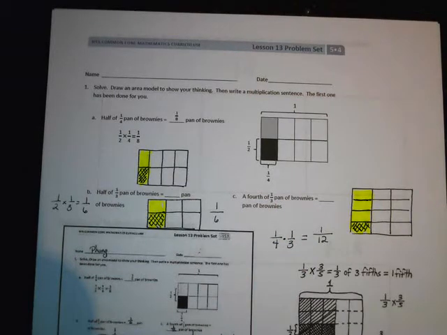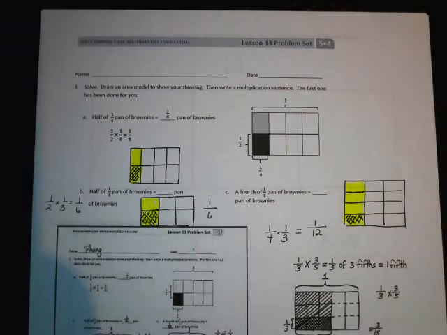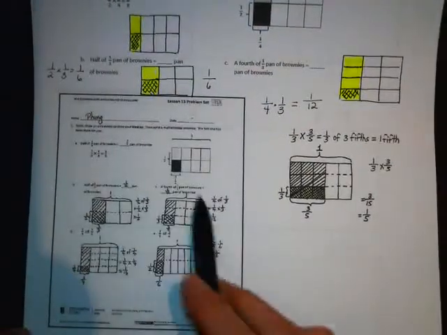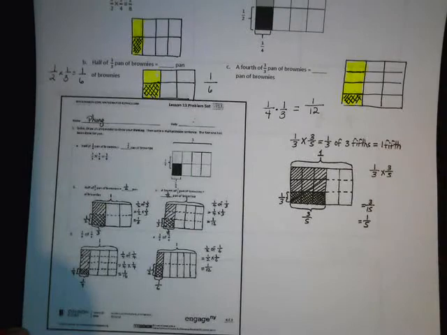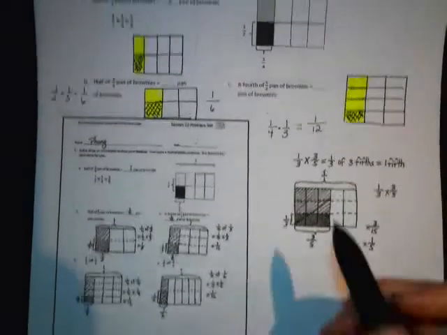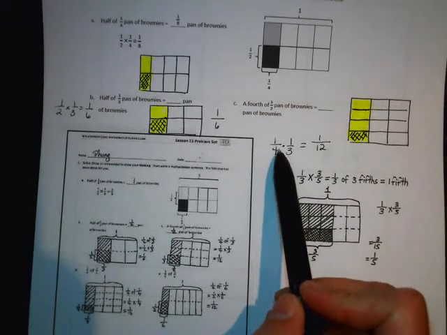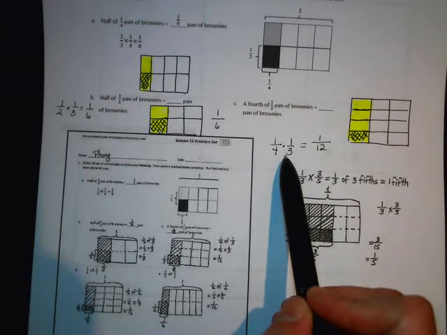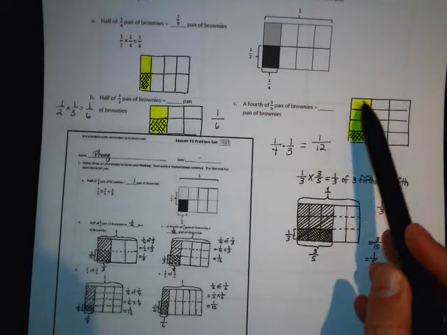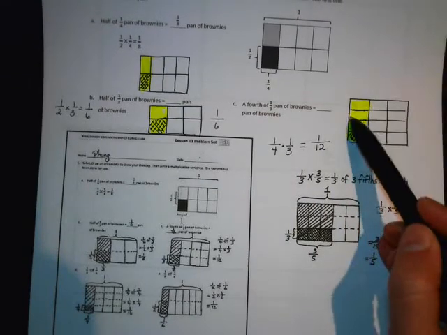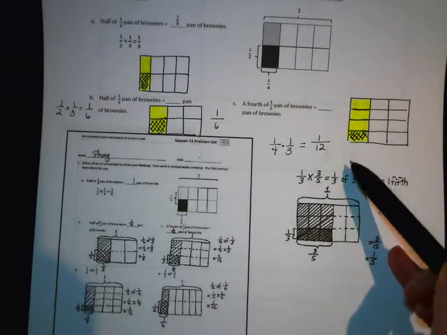You guys doing okay? All right. So you can look at the print of the answer key I gave you. And let's modify this. If they said we want 3/4 of a third of a pan of brownies, then I would shade in 3 of these, right? 3/4 of these. And so my answer would have been 3 out of 12.